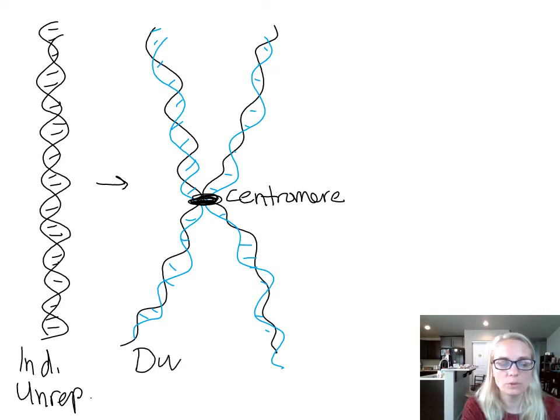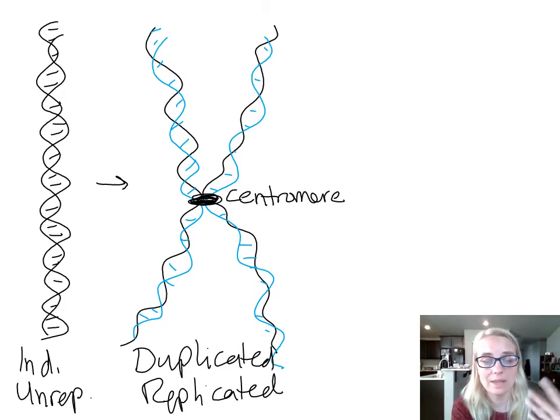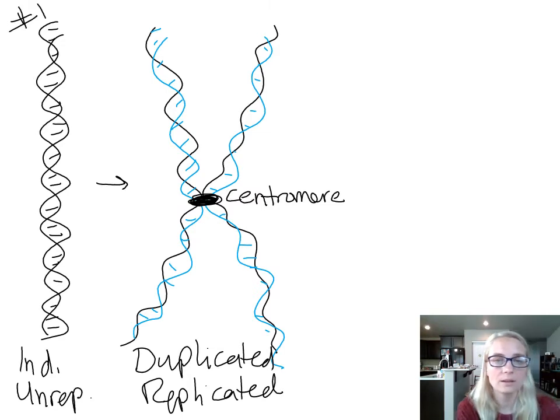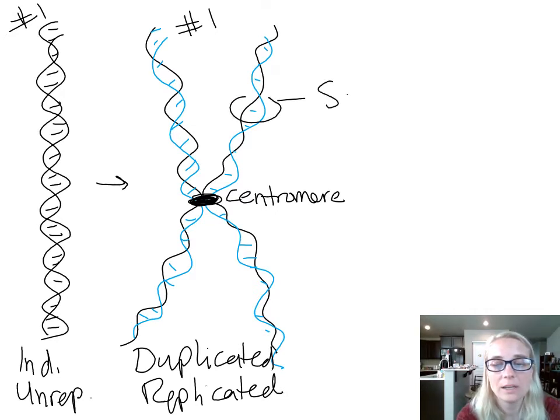These are called duplicated, or sometimes called replicated, chromosomes, because as you can see, they are replicated, but because they're held together by the centromere, they're still considered one chromosome. If this is chromosome number 1 when it's an individual chromosome, this is still just chromosome number 1. It's one chromosome. We haven't added any new information. We just have a copy of it. And these copies, each half, is called a sister chromatid.